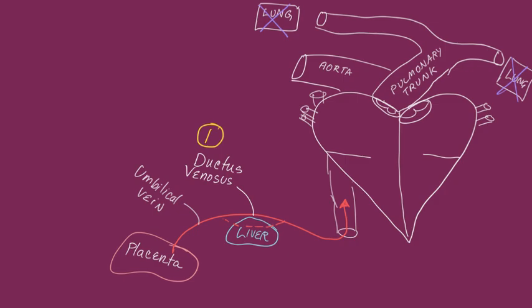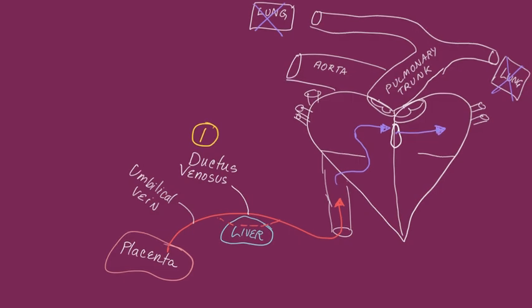This makes sense because the fetus does not feed while it is in the uterus, and so the liver is not functional. So the blood that takes a detour around the liver enters the heart and enters the right atrium. From the right atrium, the blood goes directly into the left atrium through an opening called the foramen ovale.